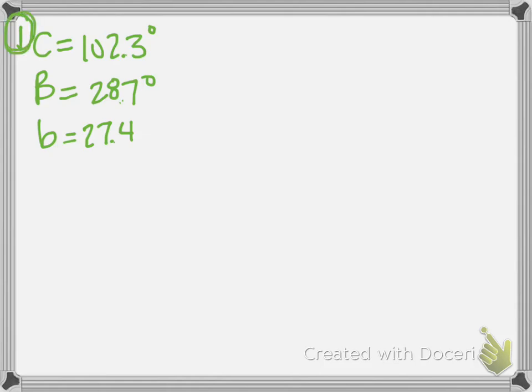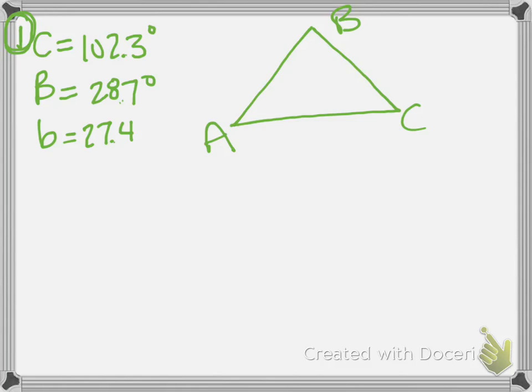So problem number 1, we're going to be given two angles, angle C, angle B, and then a side length of b. So the first thing to start all these problems is we are going to draw a picture. Doesn't matter how you draw your picture, just make sure you get A, B, and C, and then my side lengths. So if I know that angle C is 102.3, I can write that inside my picture. I also know that angle B is 28.7. And I know that little b is 27.4.